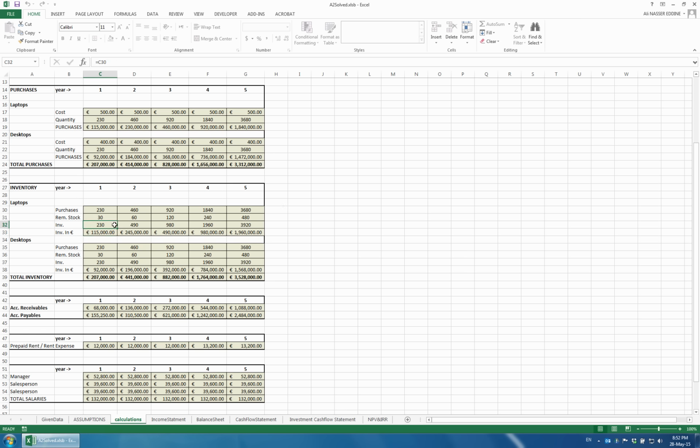Inventory at the end of the year is equal to purchases minus sales plus what remains over from the past. Thus, for the first year, and for laptops, it is just 30 since we don't have any years of operations before. For the second year, it is equal to the same as before plus what remained over from the first year, and so on.